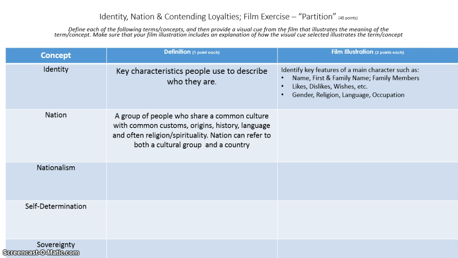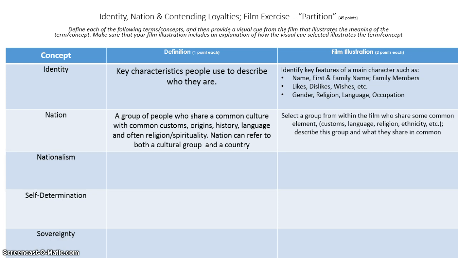In this film, there could be a number of examples. The easiest way to visually illustrate the meaning may be to select an actual group in the film, and find a group that shares something in common, whether it's customs or language or religion or ethnicity or something, and describe this group and describe what they share in common, and then explain how this group and the common elements they share visually illustrate the concept of nation.